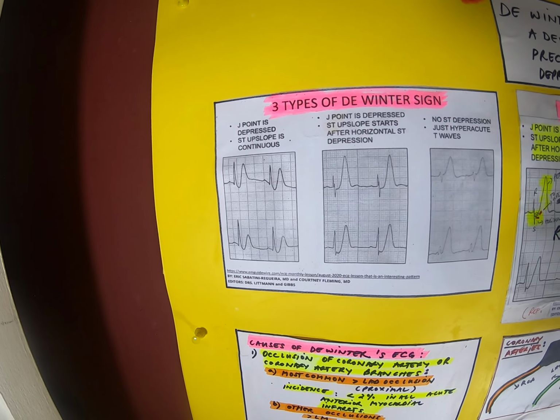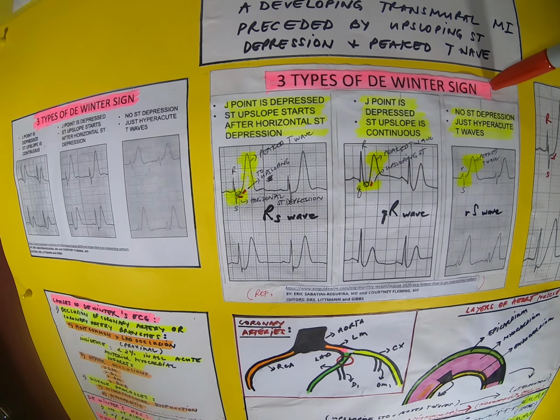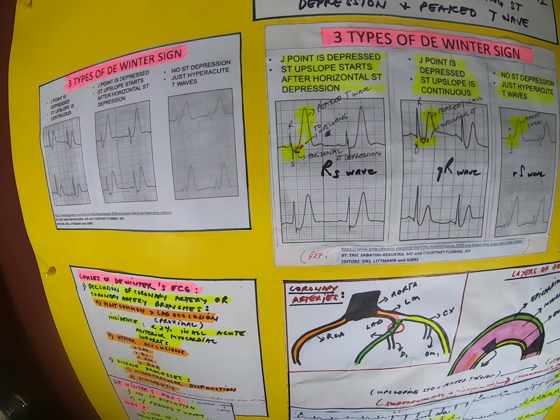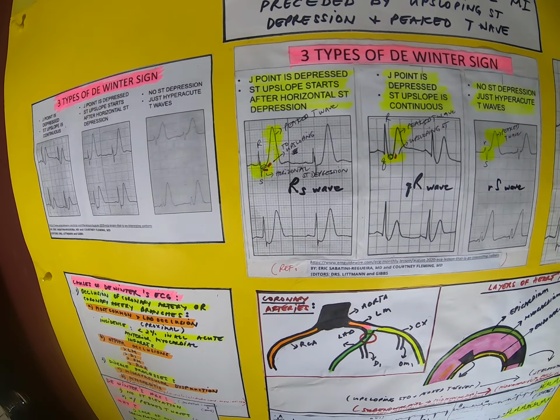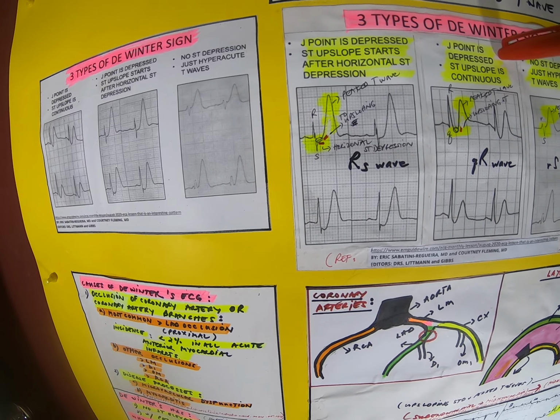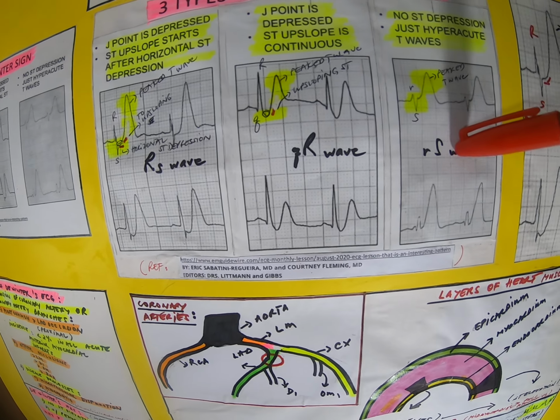I got these three types of the Winter sign. So let's make it bigger. So here we go, we have type 1, type 2, and type 3. So type 1, this is the picture. QRS waves don't happen all the time as QRS waves. Sometimes you have a QRS that is an RS wave, QR, RS.